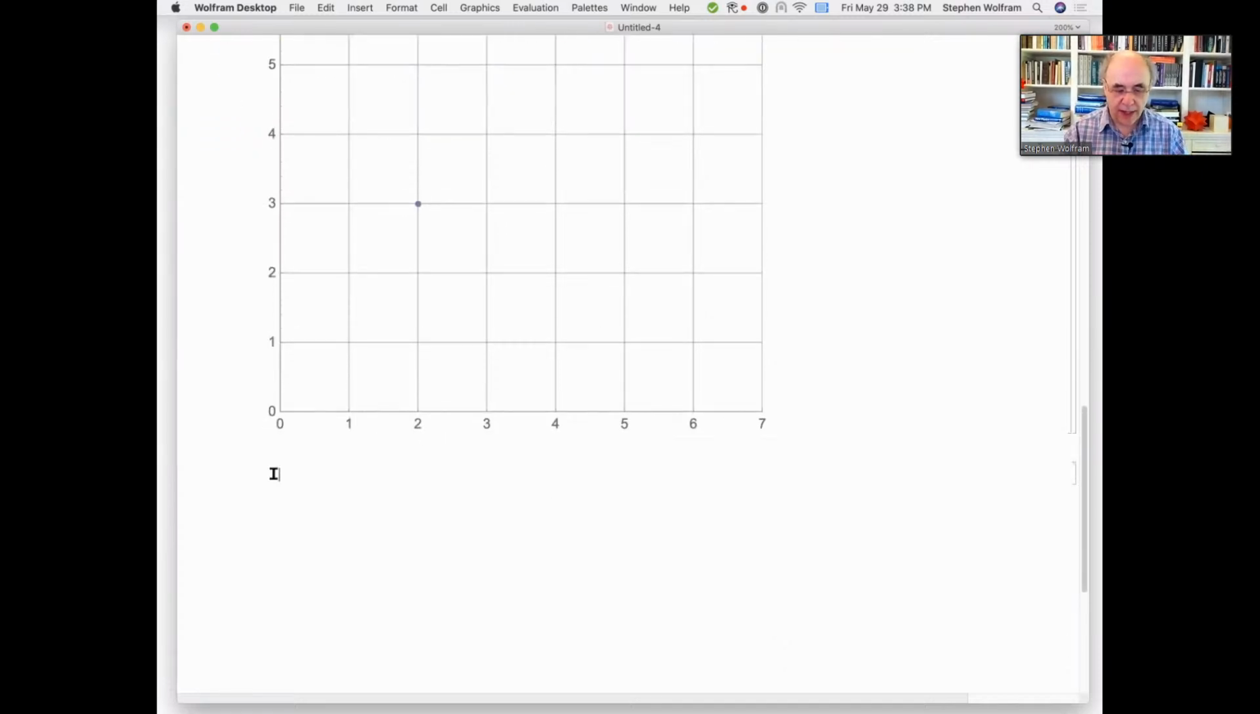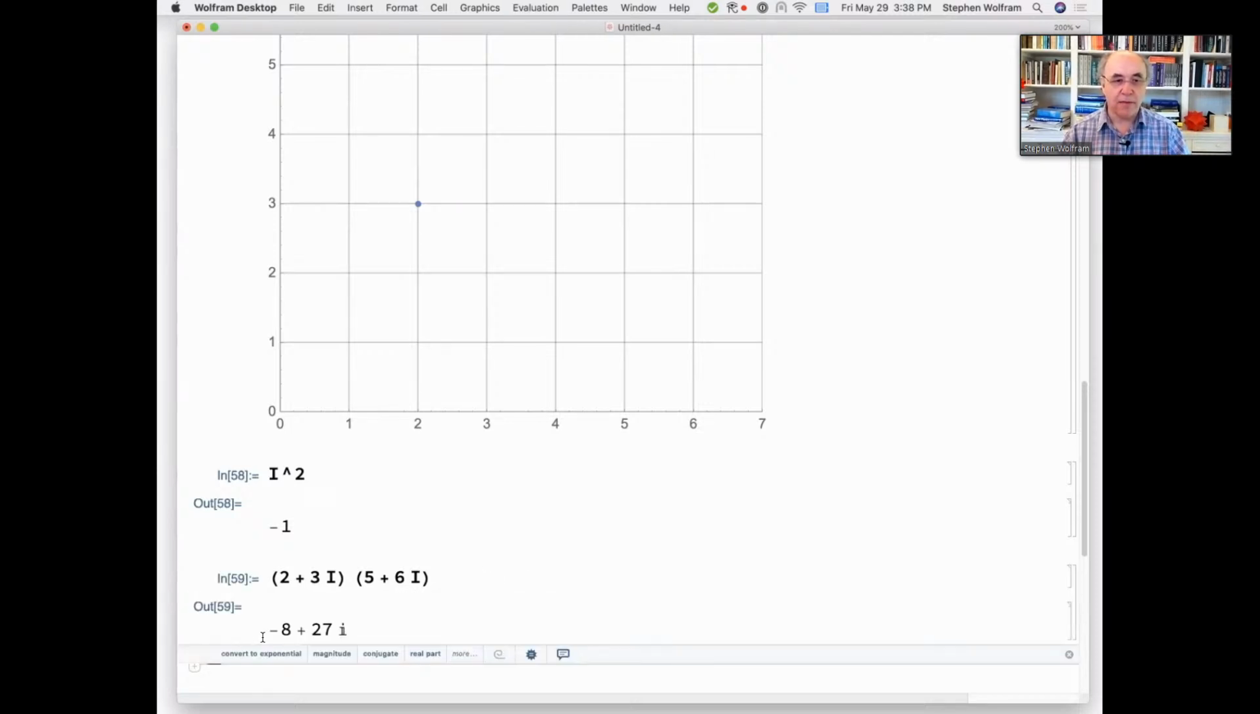whenever you see i squared, it's -1. If we say 2 plus 3i multiplied by 5 plus 6i, we can just use standard algebra to multiply this out. It's 2 times 5 plus 3i times 6i. So 2 times 5 is 10, and then 3i times 6i is 3 times 6, which is 18. But the i times i is -1, so then we'll get 10 minus 18. And if we work this out, we should get -8.